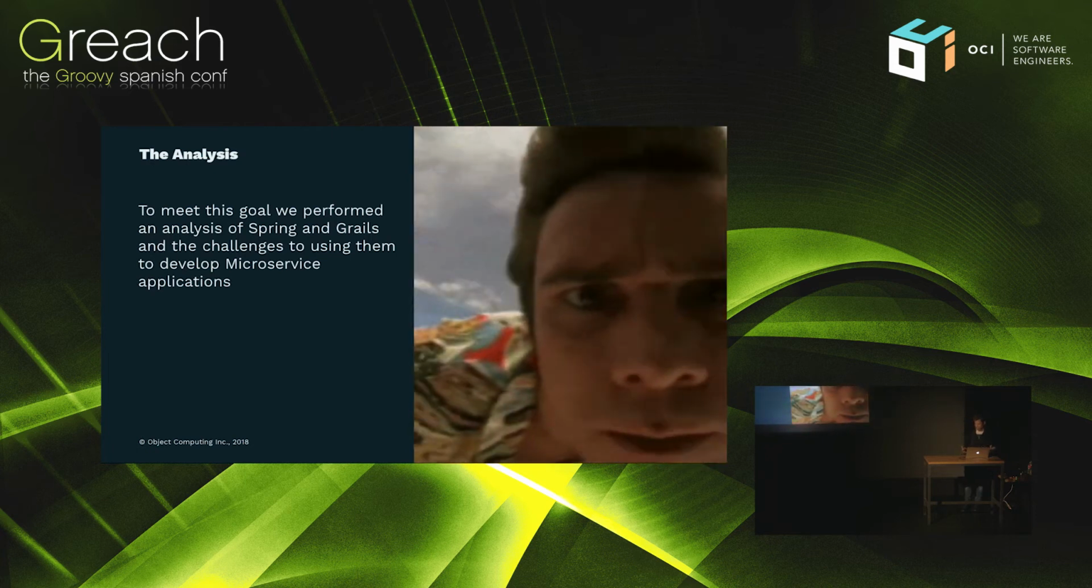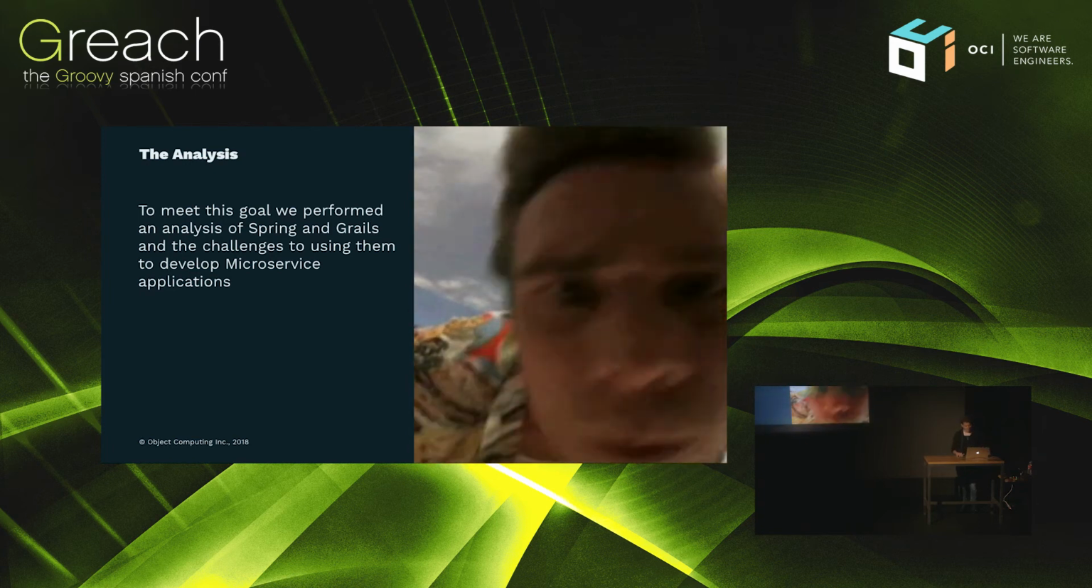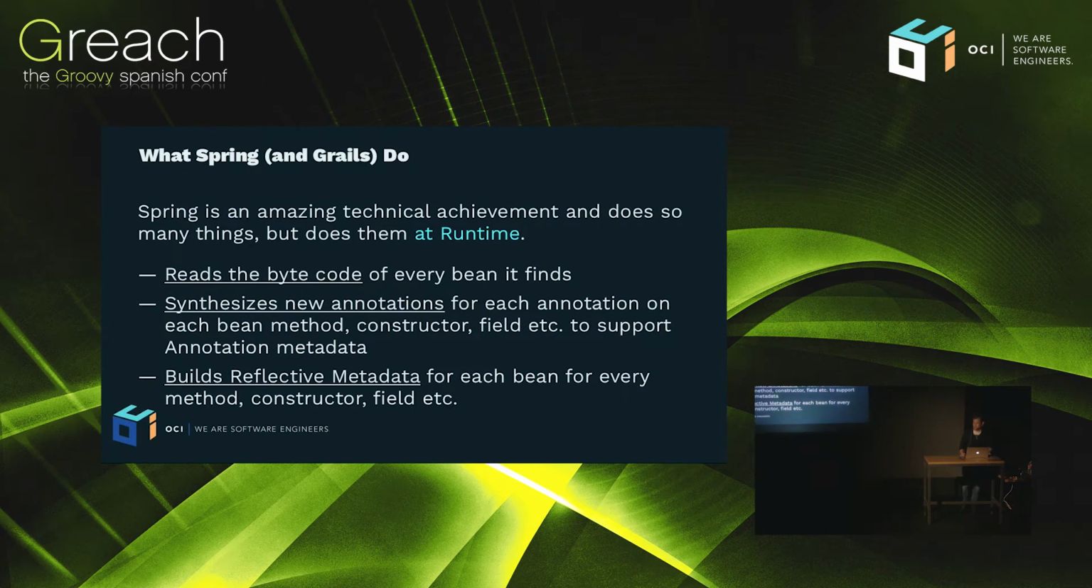But before we could achieve this goal, we performed an analysis of Spring and Grails and the challenges to using them in microservices today. And I've got to say that if anybody has analyzed the Spring and the Grails source code and the details of how they're implemented, Spring itself is an amazing technical achievement. It does remarkable things. The only problem is it does them at runtime. So these are just a few of the things that Spring does at runtime for your code.